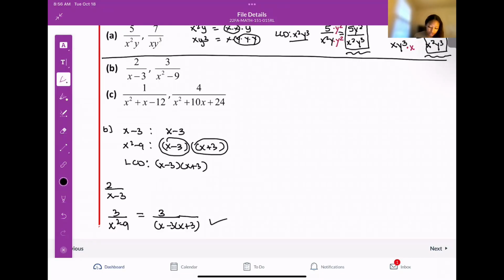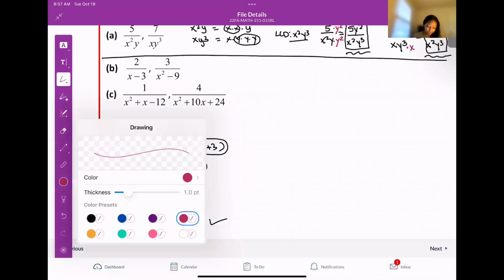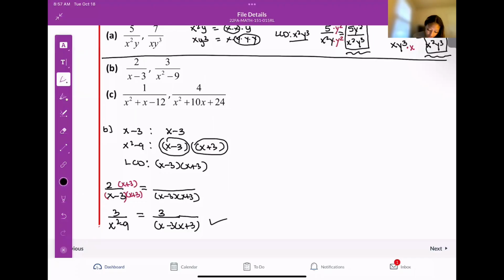But for the first expression, we have 2 over x minus 3. We want to write this as something over (x minus 3) times (x plus 3). We have a factor of x minus 3 already. That means we need to multiply this expression by x plus 3 to get our common denominator. We should have parentheses there too. All right, so this gives us 2 times (x plus 3) over (x minus 3) times (x plus 3). Now we have equivalent expressions that have a common denominator.